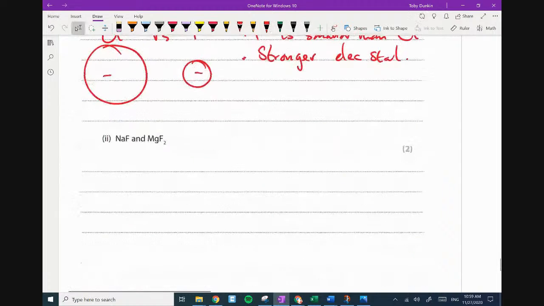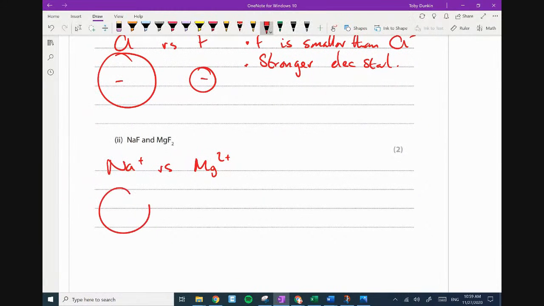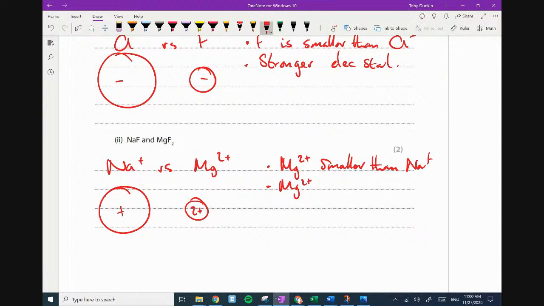Next, Na+ versus Mg2+. We've got to mention charge and size here. Sodium 1+, Mg2+. So that's more complicated. Mg2+ is smaller than Na+. Mg2+ is more charged than Na+. Stronger electrostatic attraction.